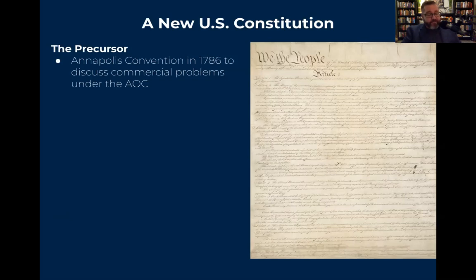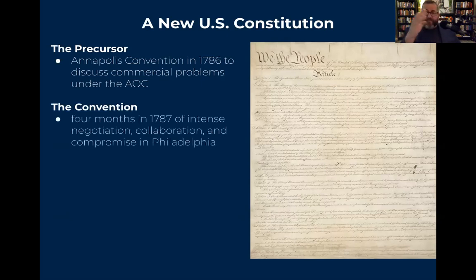So they get together, try to amend and rewrite and reword the Articles of Confederation, and they're finding that this process is too challenging and too difficult. And so they're going to agree that a few months later, they're going to meet for 4 months in Philadelphia to hammer out, with more states involved, a new constitution. It's going to have intense negotiation, lots of collaboration, lots of compromise in Philadelphia over a number of issues.